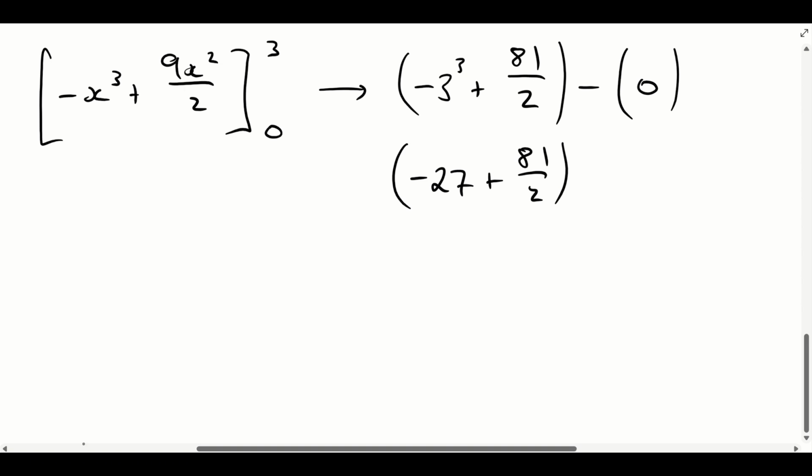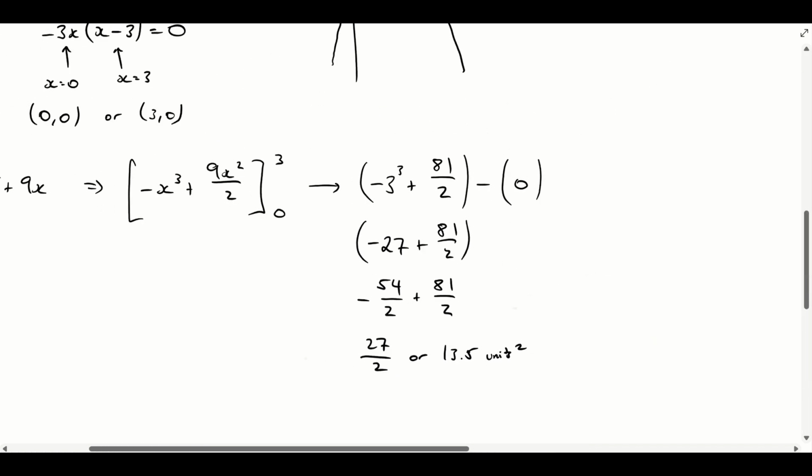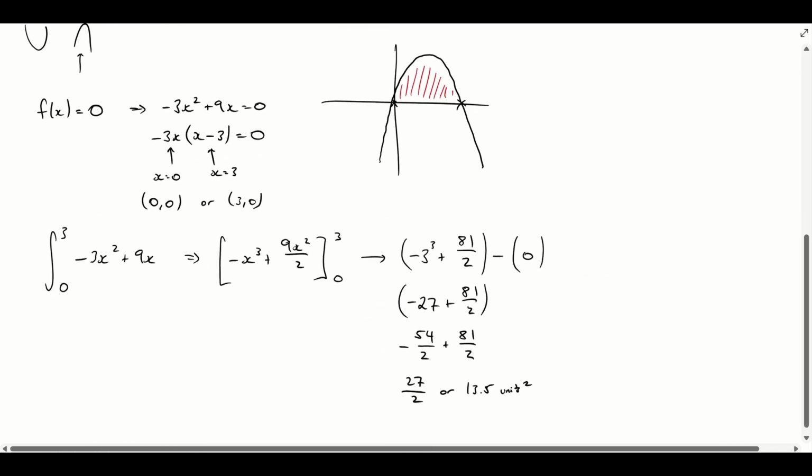So here I have negative 27 plus 81 on 2, which if I continue to simplify this down, negative 27, well, that's just negative 54 over 2 plus 81 over 2, which just gives me 27 over 2, or 13.5 square units. So the answer here for this area in the red would be 13.5 units squared.